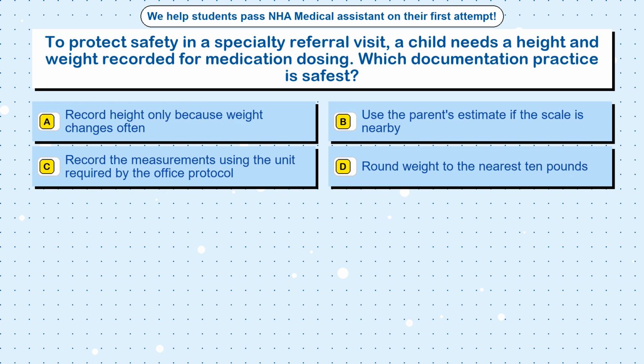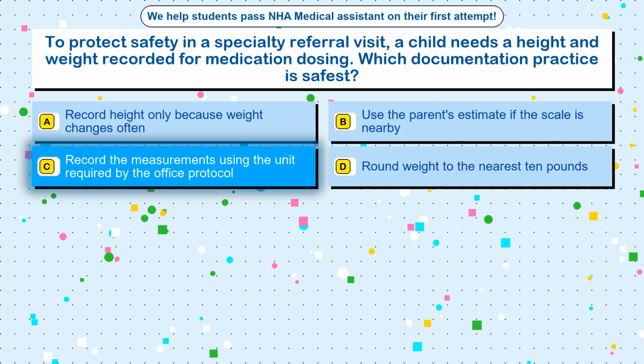Question 5. To protect safety in a specialty referral visit, a child needs a height and weight recorded for medication dosing. Which documentation practice is safest? Option A. Record height only because weight changes often. Option B. Use the parent's estimate if the scale is nearby. Option C. Record the measurements using the unit required by the office protocol. Option D. Round weight to the nearest 10 pounds. The correct answer is option C.